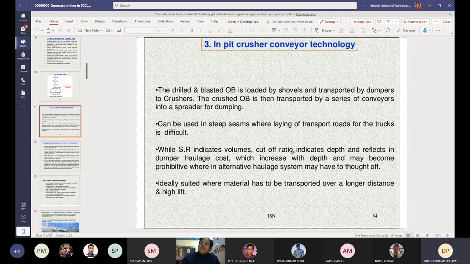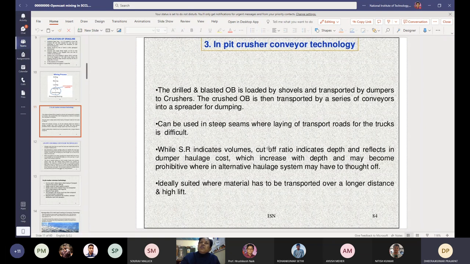So cutoff ratio means your break-even ratio, where the selling price of the mineral will be equal to your cost of mining. So if you go deeper, the cutoff ratio indicates that at a certain depth, beyond that depth, it is not economical. So cutoff ratio indicates the economic stripping ratio also. It is also related to the break-even stripping ratio. There are various types of stripping ratios, like the overall stripping ratio, cutoff stripping ratio, or economic stripping ratio, or the break-even stripping ratio.